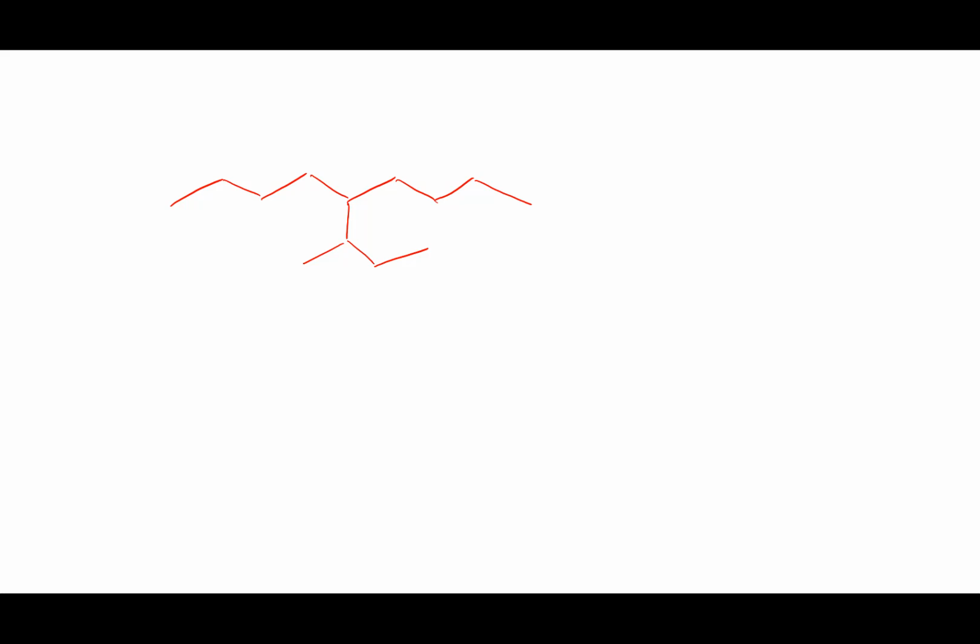Okay, let's say we had this molecule. Rules for naming alkanes. Number 1, what do we do? Figure out the parent chain. The parent chain is the one that has the longest continuous carbon atoms. So let's find the chain that has the longest continuous carbon atoms.